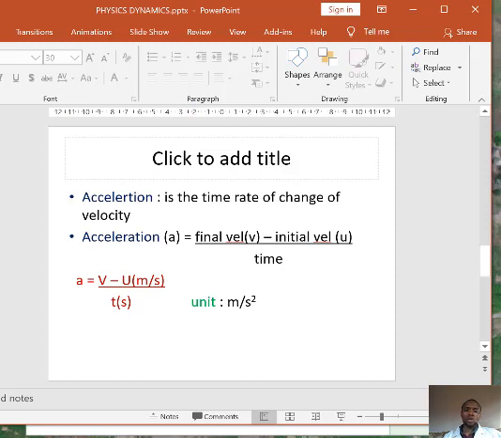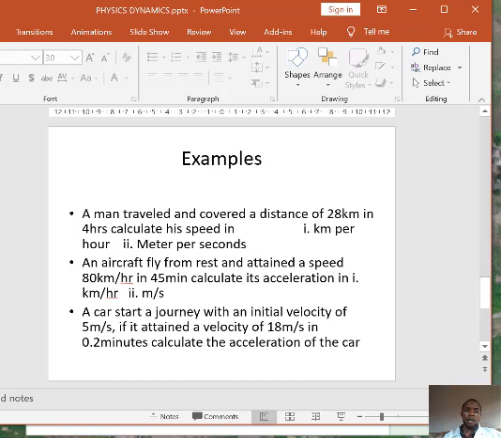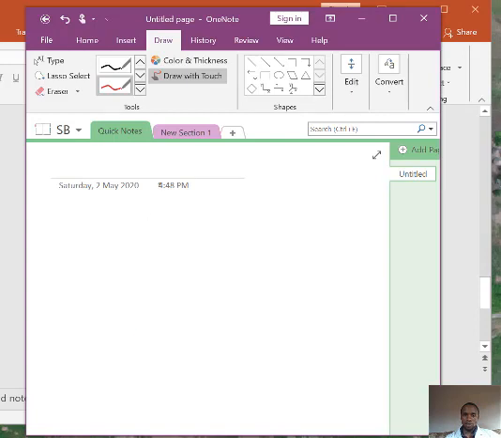Now we are going to look at some calculations, some little questions that we might come across in exams. Now let's look at these first questions. A man traveled and covered a distance of 28 kilometers in 4 hours. Calculate his speed: 1, in kilometer per hour, 2, in meter per second.